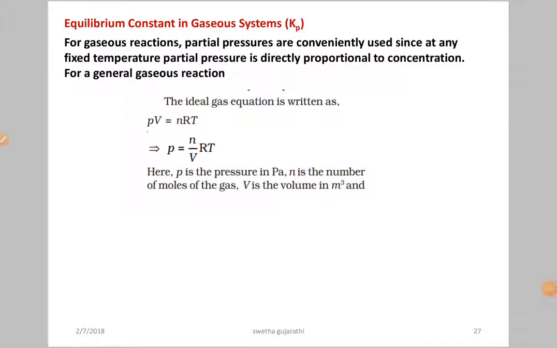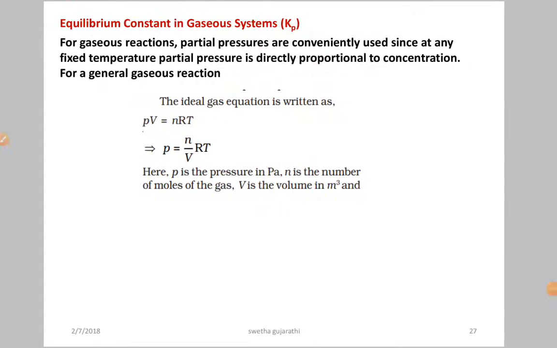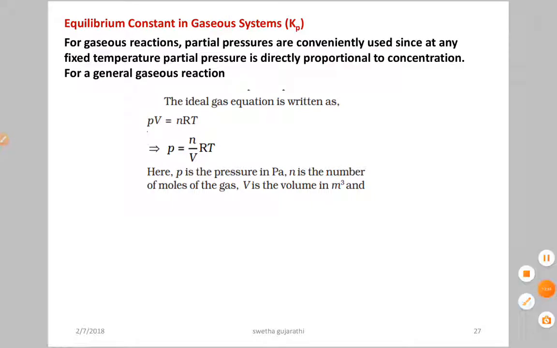Next we have the equilibrium constant in the gaseous system. In the gaseous system we use Kp. It's simple: for the equilibrium constant in a gaseous system, we have the symbol Kp. Why? Because for gaseous reactions, partial pressures are conveniently used, since at any fixed temperature partial pressure is directly proportional to the concentration. In the previous slide we took the concentration; now instead of concentration we are taking the partial pressure.